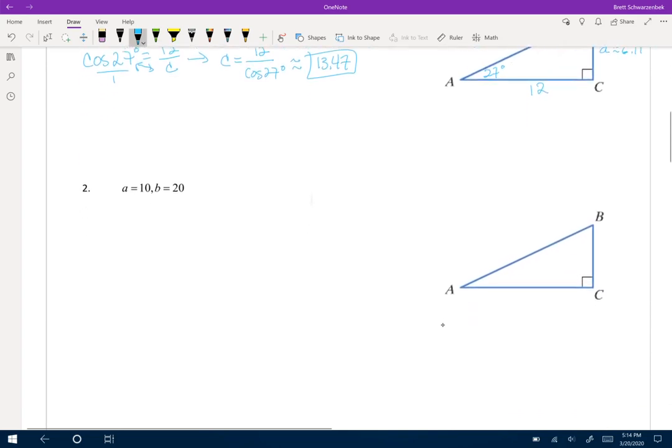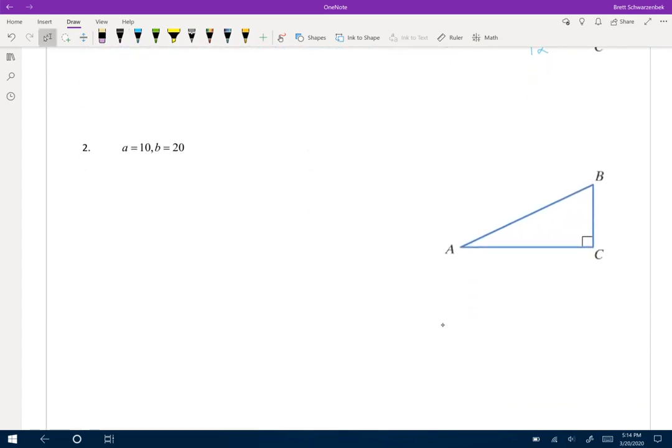So if we move on to number 2, you'll see that it's a very similar situation that we're going to work with. We have letter A in this scenario, which is opposite angle A, is 10. Letter B, which is opposite angle B, is 20. So we can easily find the missing side C using a very straightforward Pythagorean theorem, which is c squared is equal to 10 squared plus 20 squared. This will be c squared is equal to 100 plus 400, which is 500.